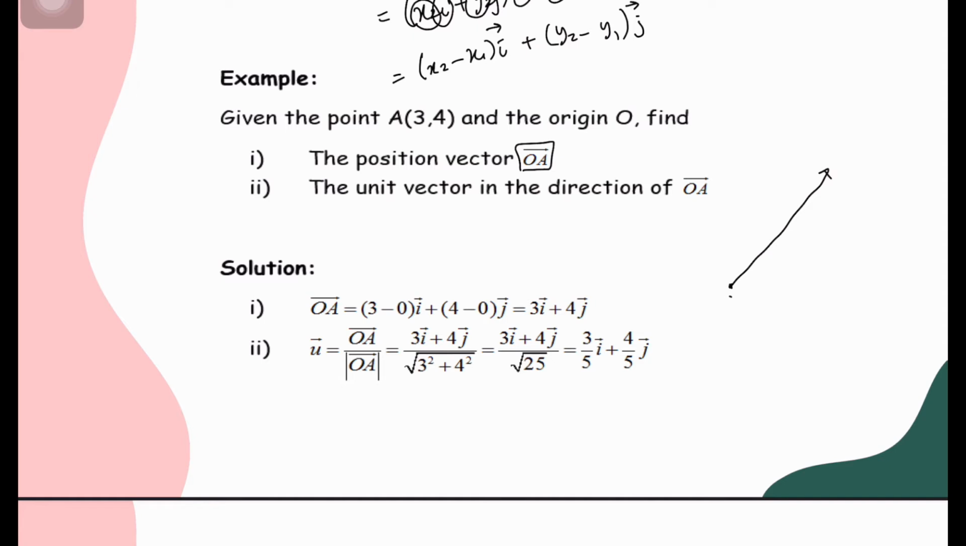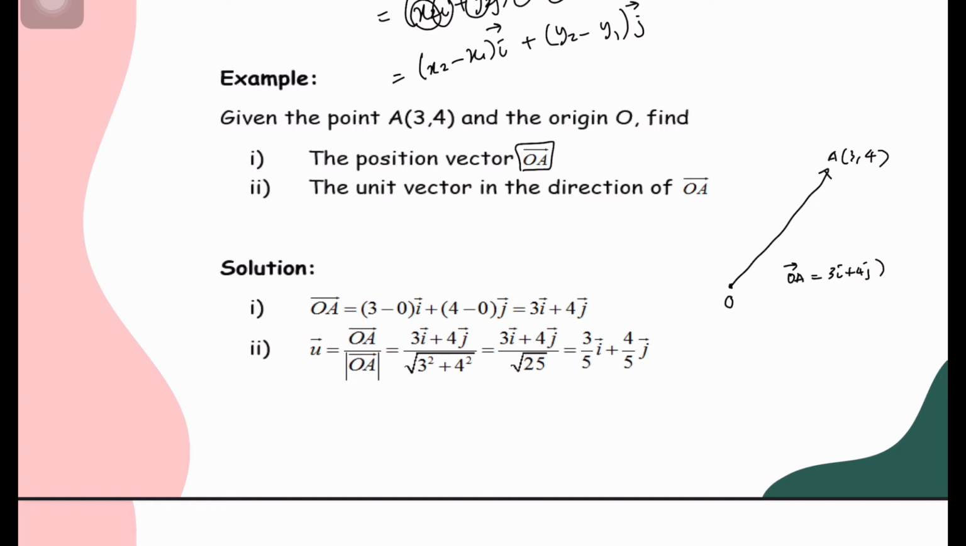So you have the vector here, let's say the origin O. Okay, and the point A given to you is (3, 4). So you have been asked to find the position vector OA. The position vector can be represented by xi plus yj. Don't forget. Therefore, from here you can see that your OA is actually 3i plus 4j directly.